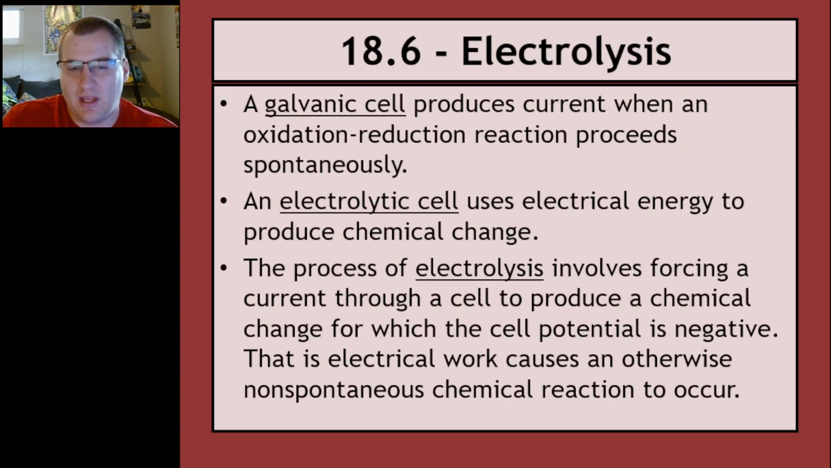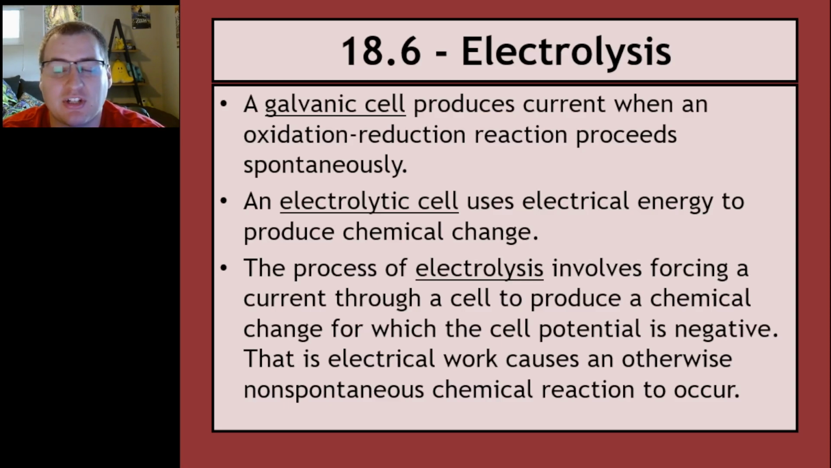Okay. Last couple things to talk about, we have to talk about electrolytic cells or electrolysis. Now, the cell we just talked about is called a galvanic, sometimes called voltaic cell. It produces current when a redox reaction proceeds spontaneously. Now, an electrolytic cell uses electrical energy to produce a chemical change. So it's kind of the backwards of what we were just talking about.